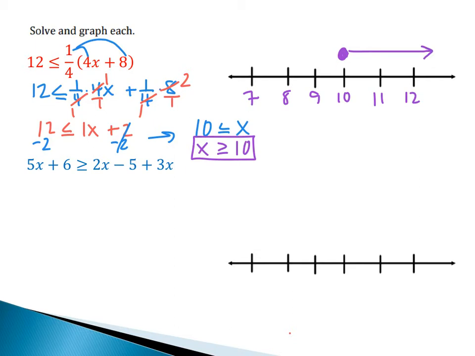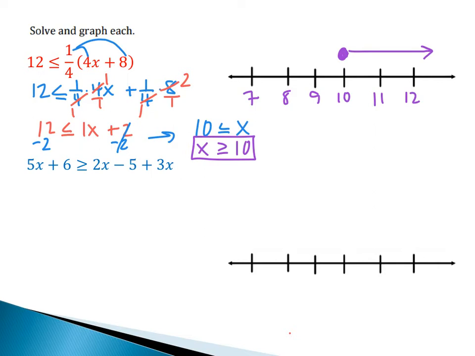Okay, next one. I have 5x plus 6 is greater than or equal to 2x minus 5 plus 3x. What do I got going on here? Well, notice I treat this as like our equal sign. I got variables on both sides of the equation. So now I have to get the variables to one side. Okay, and hopefully this is bringing back some memories of solving equations.